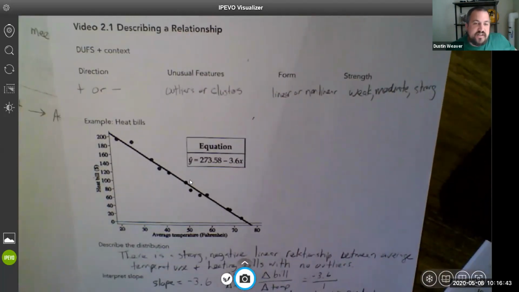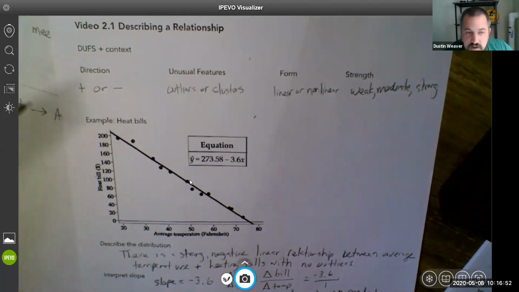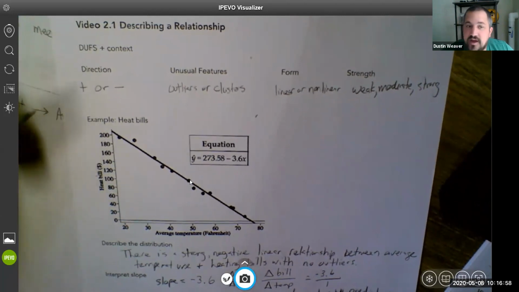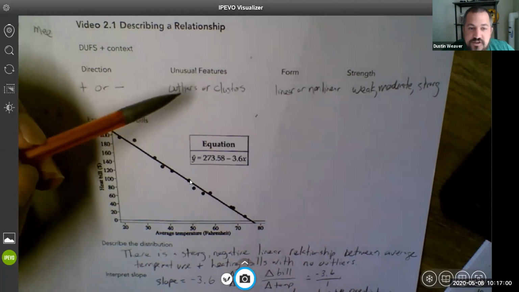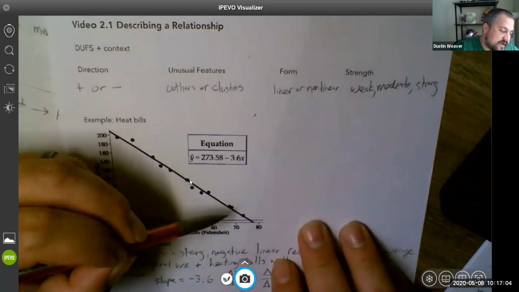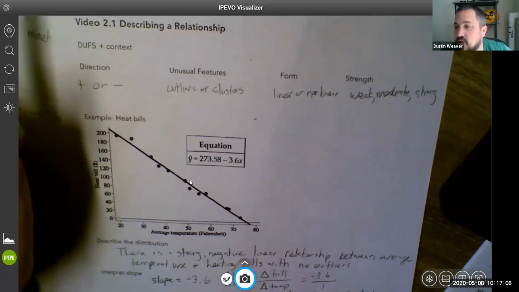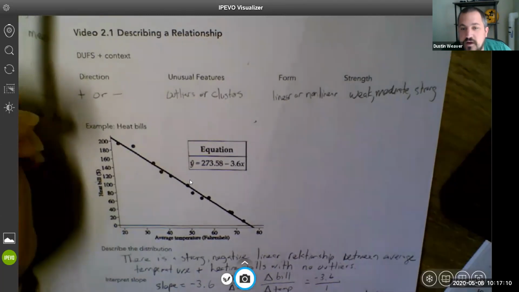For direction, unusual features, form, and strength. For direction, we're going to say, is there a positive or a negative relationship or a direction? And that's by looking at the line, by looking at the points where they go. Unusual features, are there any outliers or are there clusters? You know, maybe all the data points are down here and then all the data points are here and there's none in the middle. So are there any clusters as well? Form, is it linear or nonlinear?